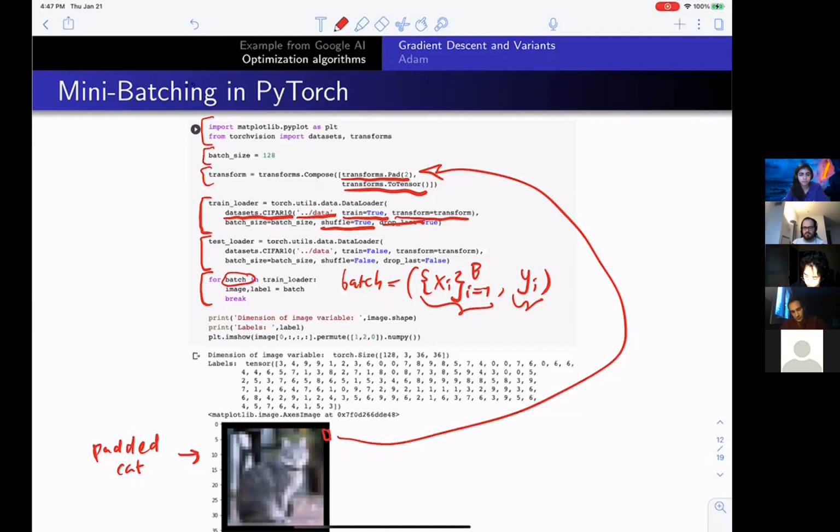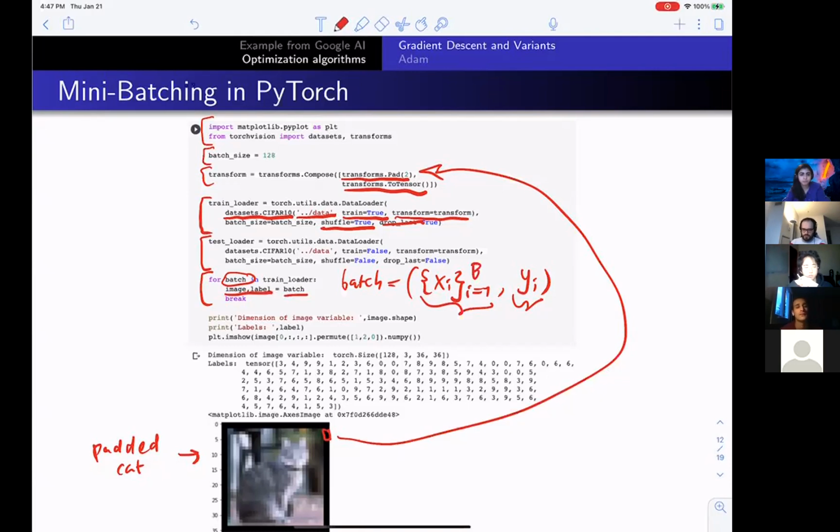Now, what are the labels? The y_i's are just scalars that represent the class or the label of the image. If y_i equal to 1, it means cat. y_i equal to 2 means dog, etc. The x_i's are the images that you have. And so you can take this batch and you can decompose it into an image and a label.